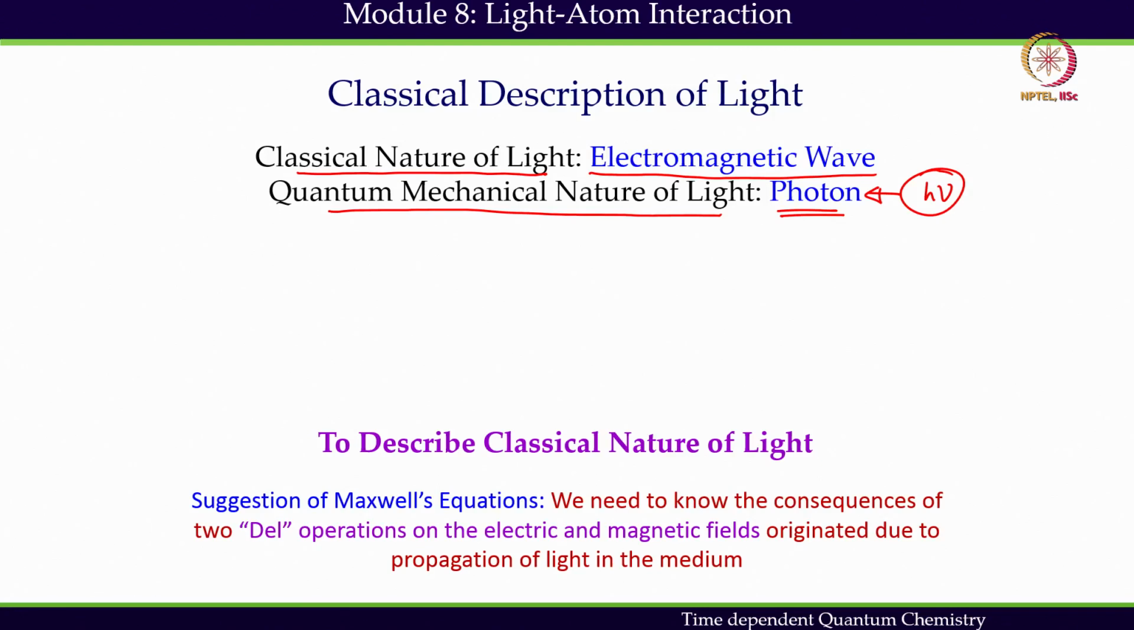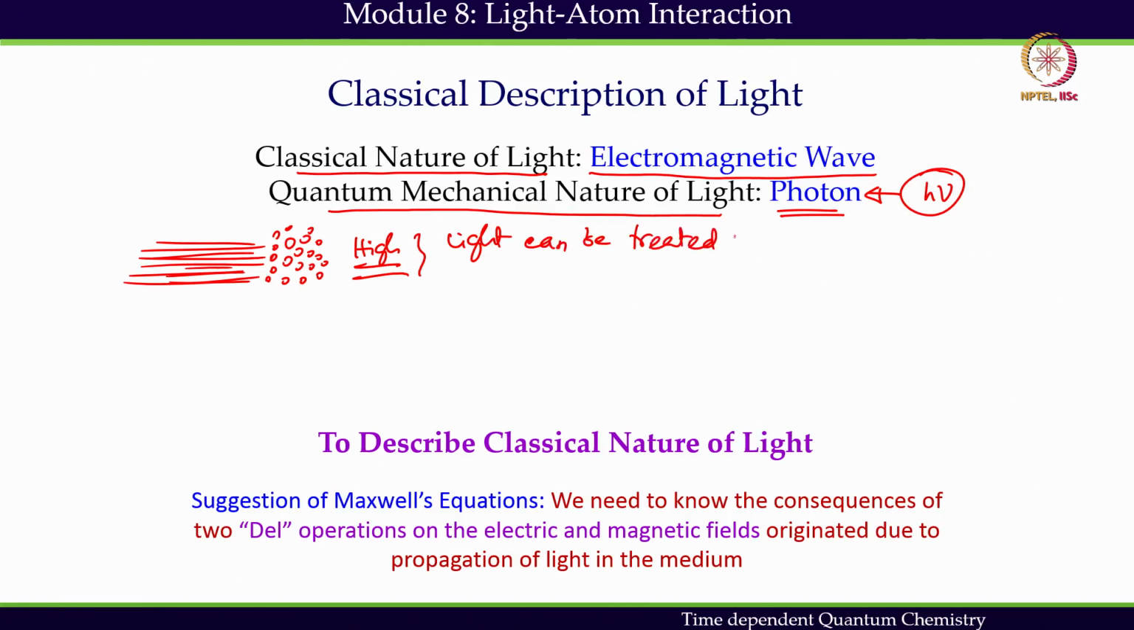In a beam of light, if the density of photons is very high, so let us say I have a beam of light coming in, and one can view it in a particle form, and these particles are h nu, and what we are saying is that if the photon density is very high, then light can be treated classically.